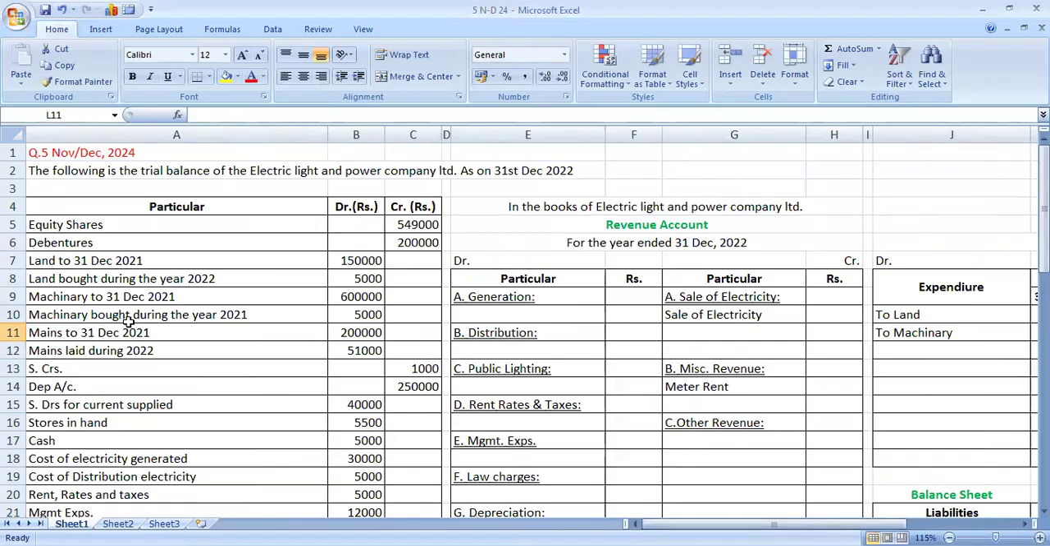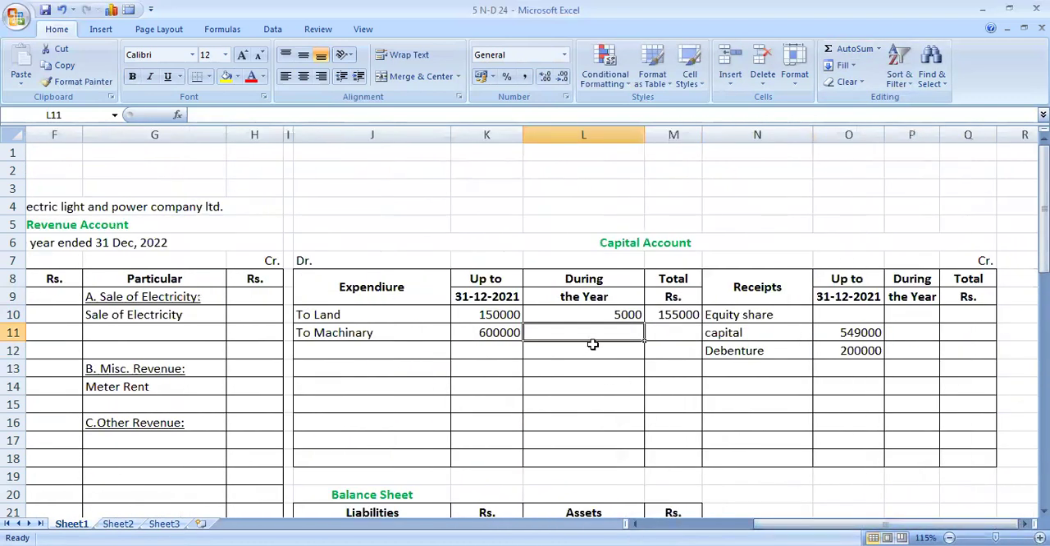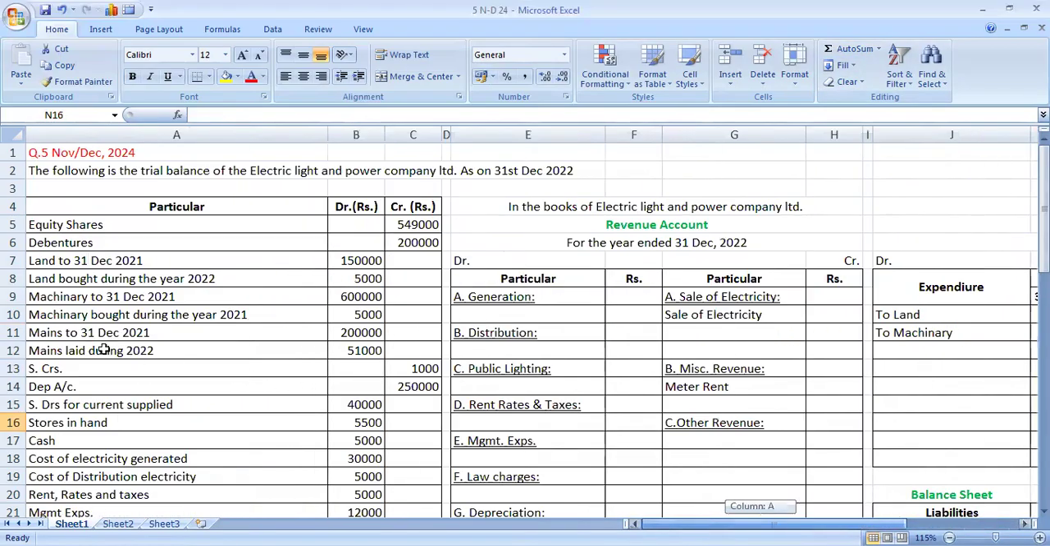Next item, machinery bought during the year 2022, rupees 5,000. It means addition into the machinery 5,000. Total of this 6 lakh 5,000. Next item, mains to 31st December 2021, 2 lakh.